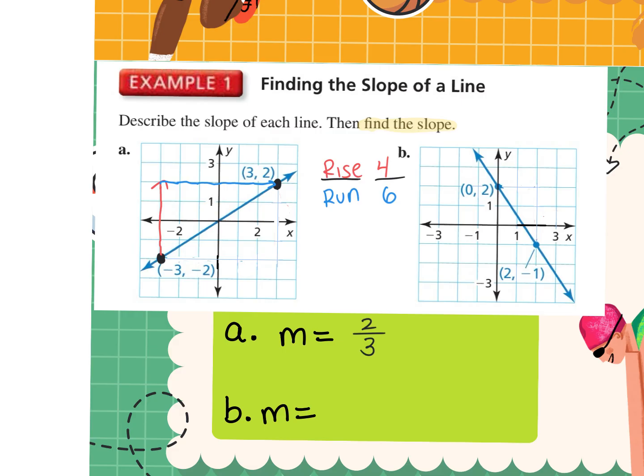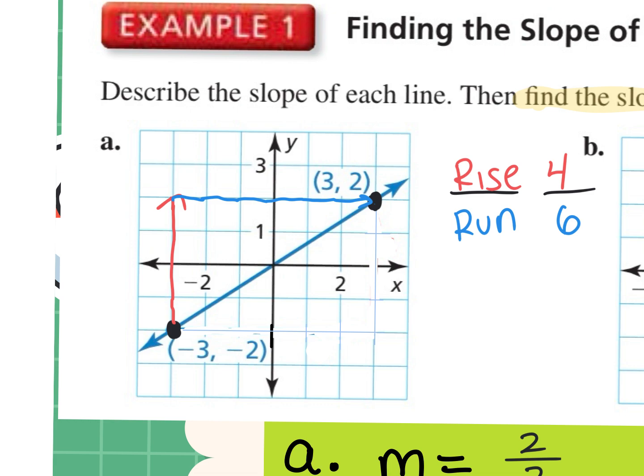2 over 3, right? What that means is, if I were to go back to this line and go to that first point, and if I were to go up 2 and over 1, 2, 3, aren't I at another point? And if I were to go up 2 and over 1, 2, 3, aren't I at another point? That means that slope is up 2 over to the right 3. I could keep doing that, up 2 over to the right 3. That's going to continue to give me points that would be on that line.